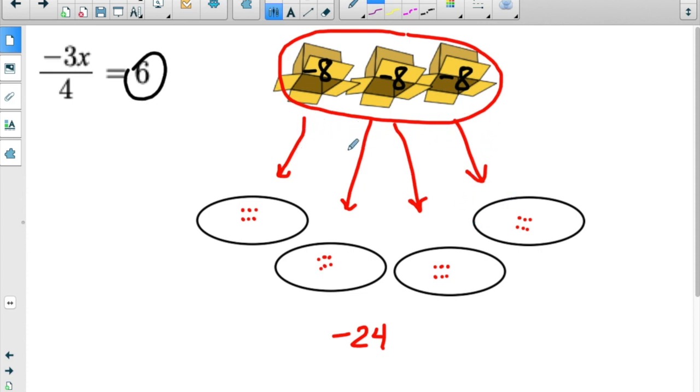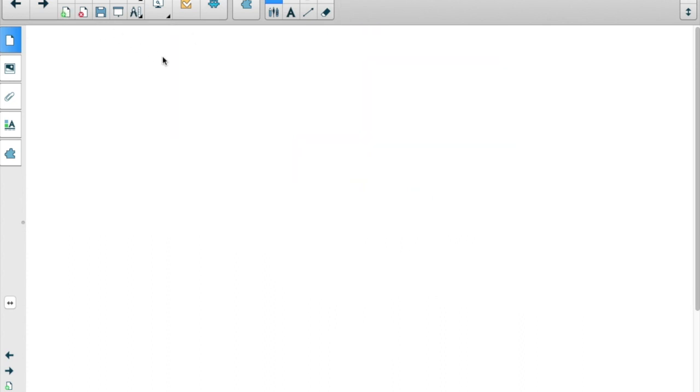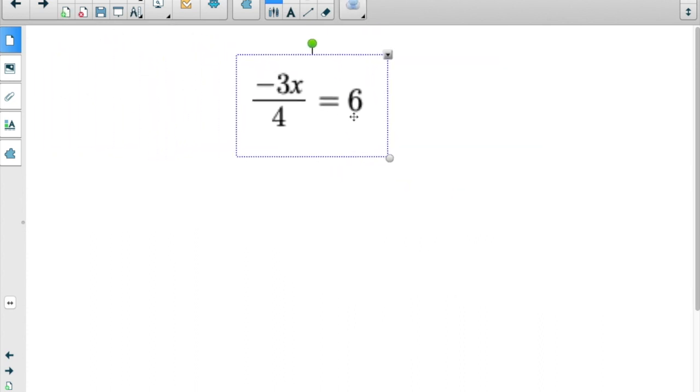Okay, now we have a better understanding of what we were actually doing when the teacher said multiply both sides by 4. Another way to solve the exact same problem is to do a looping method. Looping is a great way to solve the problem without needing to draw pictures.